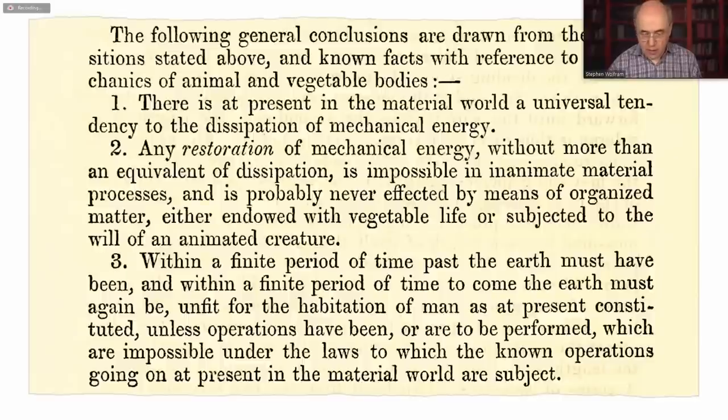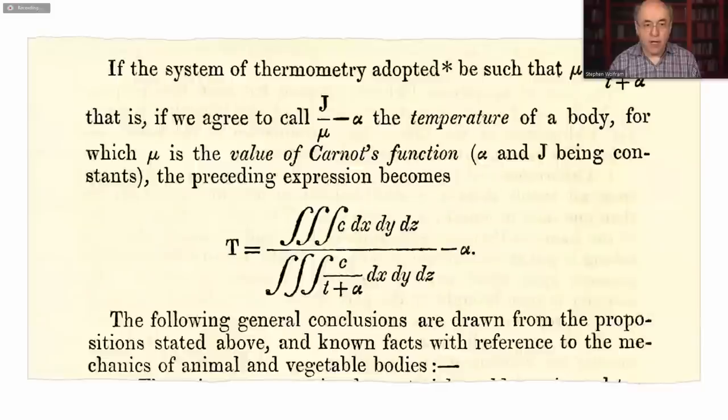Well, okay, just to sort of technify his paper. He's got triple integrals there, and he's got Carnot functions and all sorts of things like this. But basically, he's making this qualitative statement about the dissipation of energy. And somehow he's jumping from that qualitative statement to this kind of idea that the universe is going to be subject to this heat death and the Earth is going to be uninhabitable, et cetera, et cetera, et cetera.